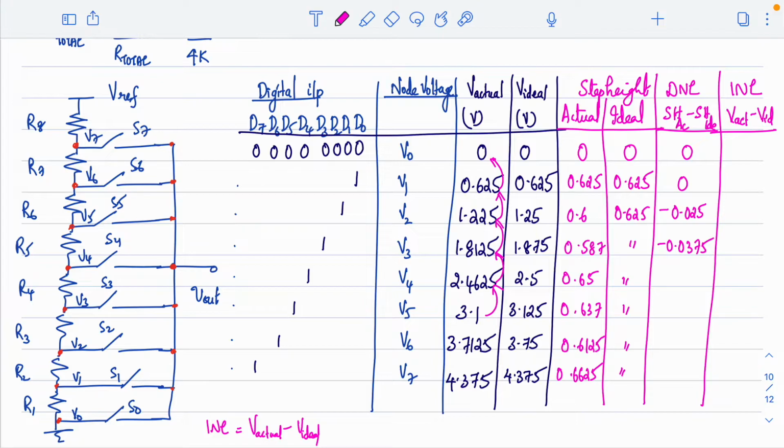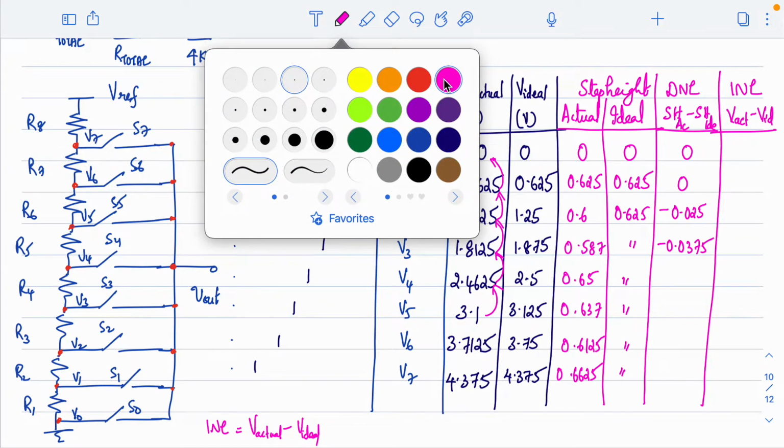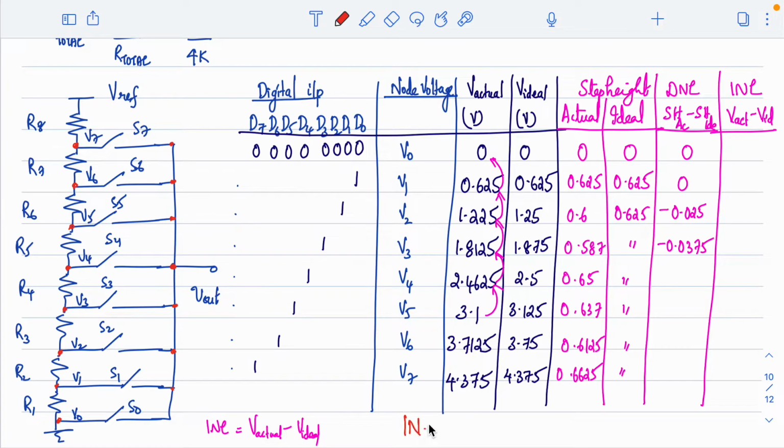Yeah, the INL max is coming as 0.0625. Generally we write this in terms of LSB also. You can write in terms of volts, or you can write in terms of LSB. So 1 LSB is 0.625. So this is 1/10 of an LSB, or 0.1 LSB. INL max is 0.1 LSB.